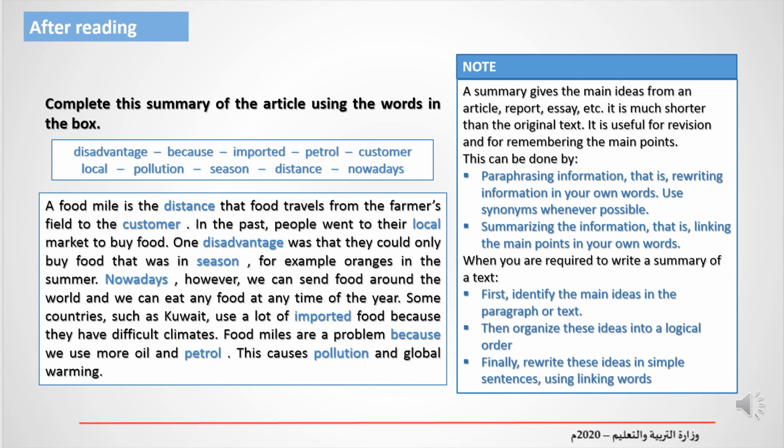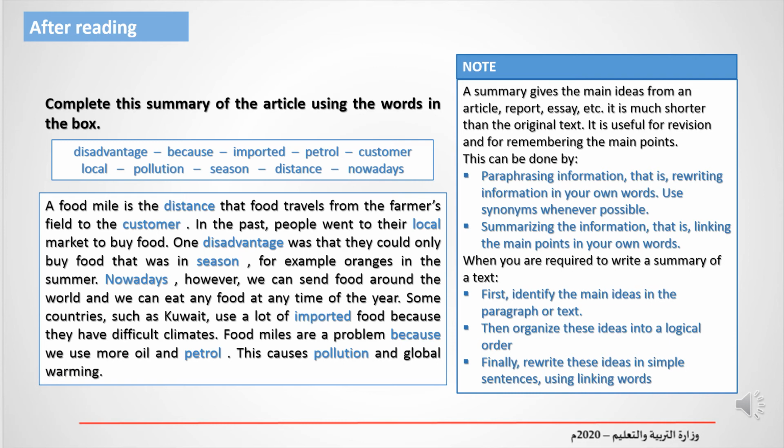Here is now an activity to crown what you have learned throughout this presentation. Use the words in the box to complete the summary of the article. You may not be familiar with summaries, so let's go together through the study skill note. A summary gives the main ideas from an article, report, essay, etc. It's much shorter than the original text.